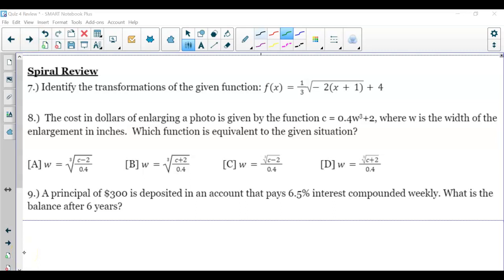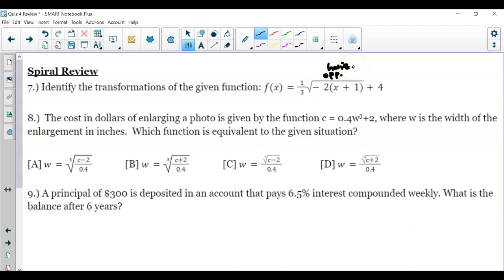And so now getting into our spiral questions, focusing on the transformation here. Remember, anything inside is opposite and horizontal. So this is our horizontal. Everything outside is your vertical and shifting. Like for example, 1/3. Well, that is your vertical shrink here, and it stays by a factor of 1/3. Also here on the outside, you have +4, which means you're going up 4 units.